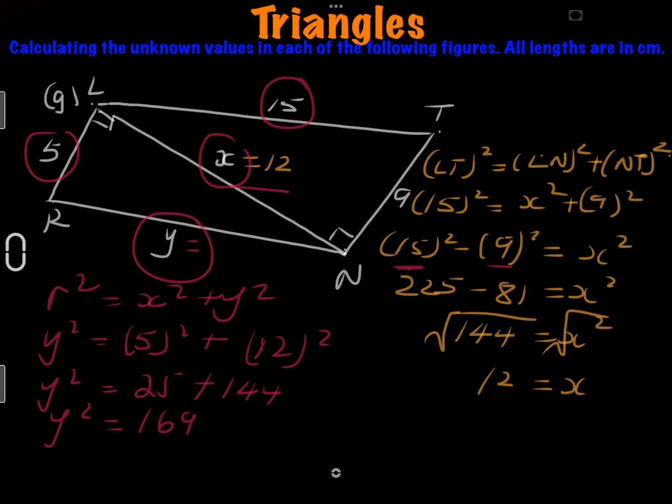Looks like a perfect square. So if you take the square root of 169, it gives us y. Remember, if you take the square root on both sides, we get y to be 13. So we have 13 centimeters. Now that brings us to the end of our application.